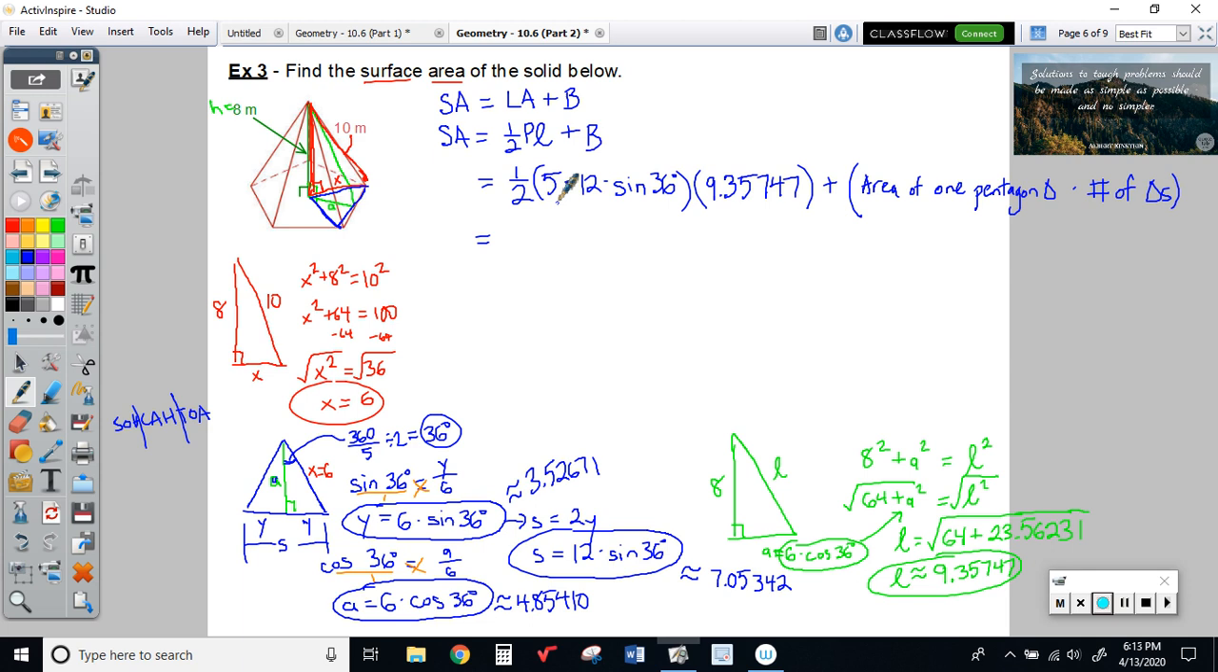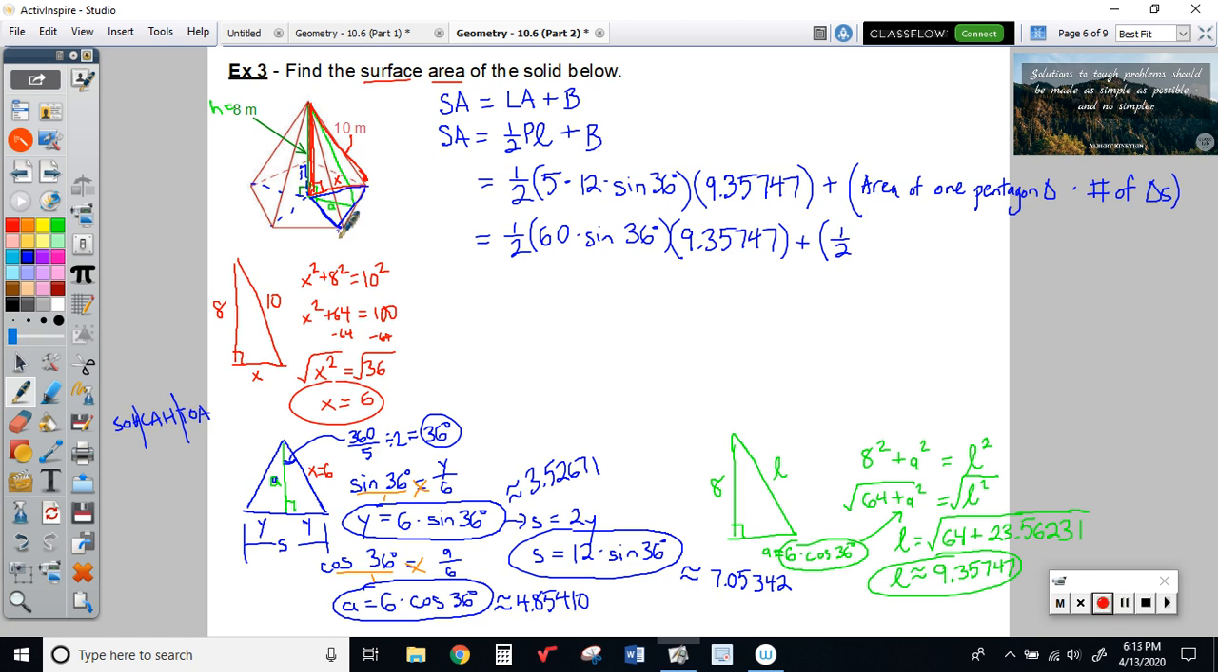So if you're doing that, you could take this and call that 60, 5 times 12, 60 times the sine of 36 degrees, and this would be 9.35747. And the area of one pentagon triangle would be the formula 1/2 base times height. If I were to split this up, I've got 5 of these blue triangles here in this picture. So find the area of one of them, multiply it by 5, and you have the area of the base by doing that.